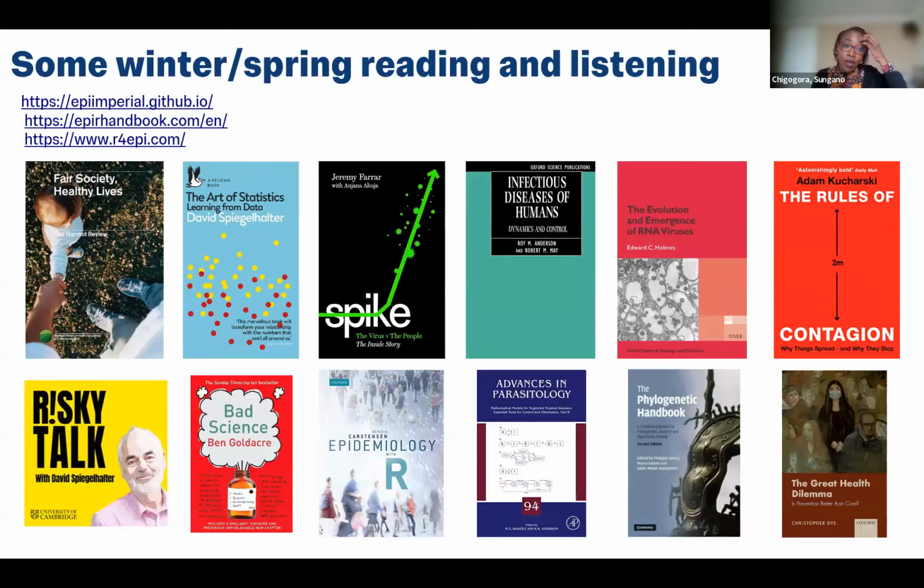Some reading that will be relevant or interesting to you that applies to the sort of work that you'd be doing, and things such as the Fair Society, Healthy Lives, Risky Talk. We had a recent talk by Professor David Spiegelhalter. Bad Science just talks through what good and bad practices in public health research look like, and a series of other readings that you might find of interest that speak to the course that you're going to go into.